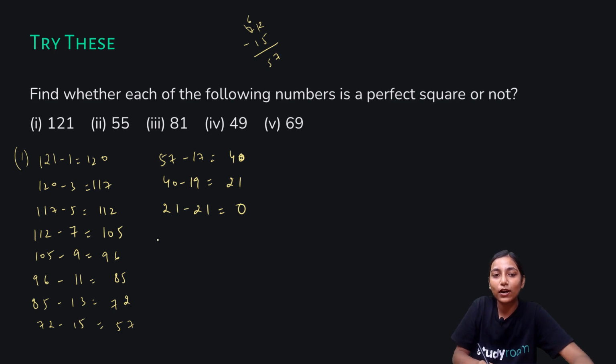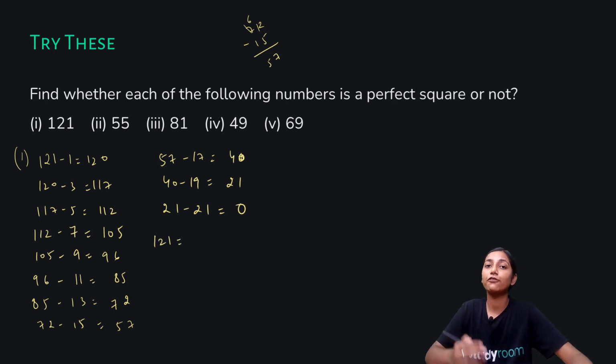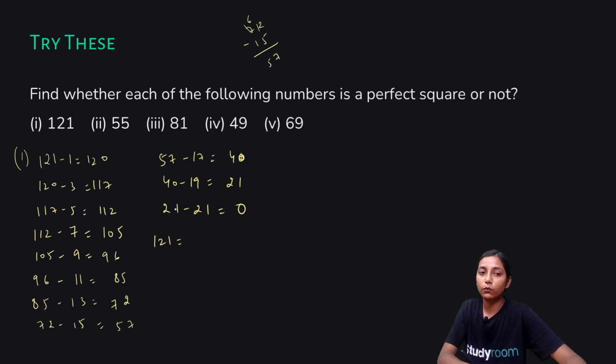We can say that 121 is actually the sum of the first 11 odd numbers, because 121 is the square of 11. We know that 11 squared is 121, and we are going to say whether it is a perfect square or not by using this result. I found that my answer comes to 0 when I start from 1 and end up at 21.